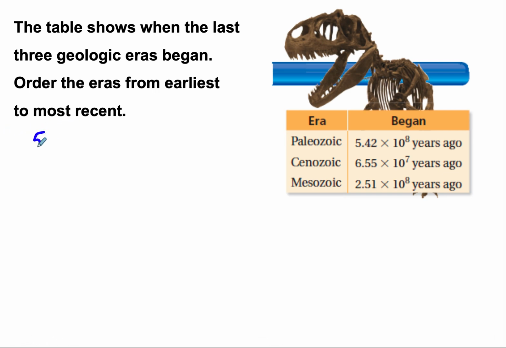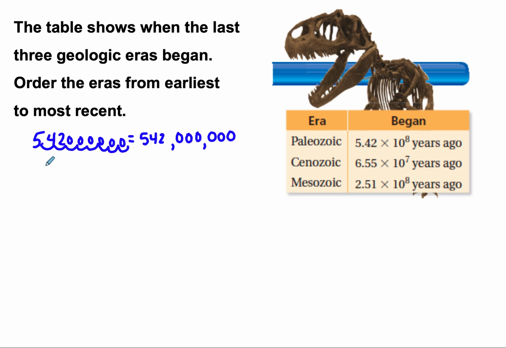Okay, so for 5.42 times 10 to the 8th power means I need to move 8 decimal places. 1, 2, 3, 4, 5, 6, 7, 8. All right, let's see. I had 6 zeros. Okay, so 1, 2, 3, 4, 5, 6 zeros. Okay, so Paleozoic was 542 million years ago.